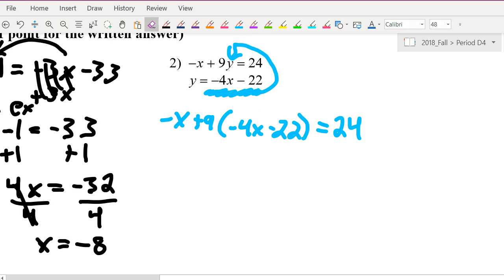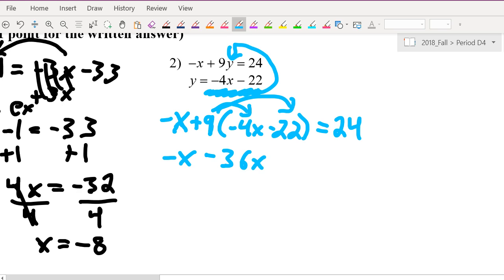Now the most common mistake, just to mention it, is that somebody will write the y here also, next to the 9. But when you're substituting instead of something, it's not there anymore. It's instead of the y. First step, distribute. Okay, so 9 times negative 4. Okay, 9 times negative 22. Negative 198 equals 24. So a little trick there. Anybody see a trick? Yeah?